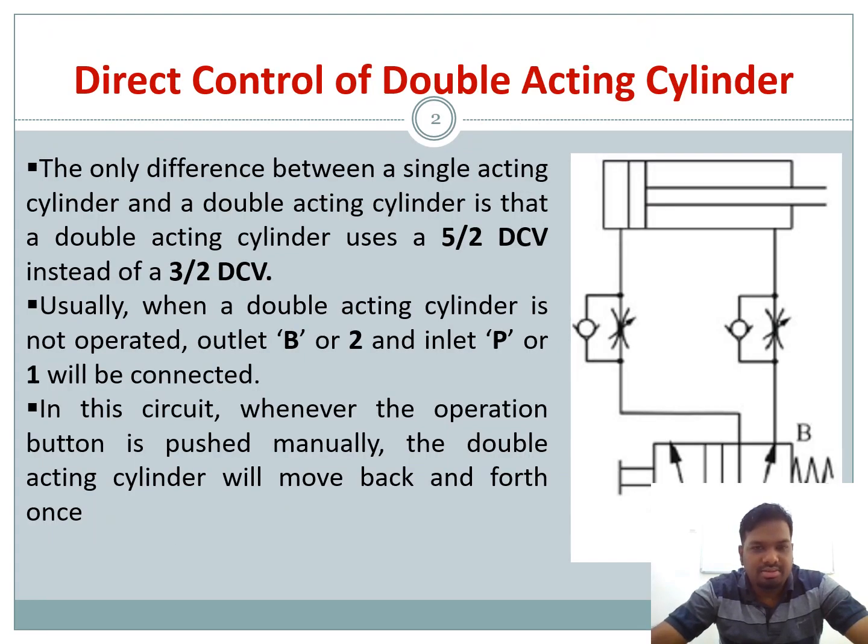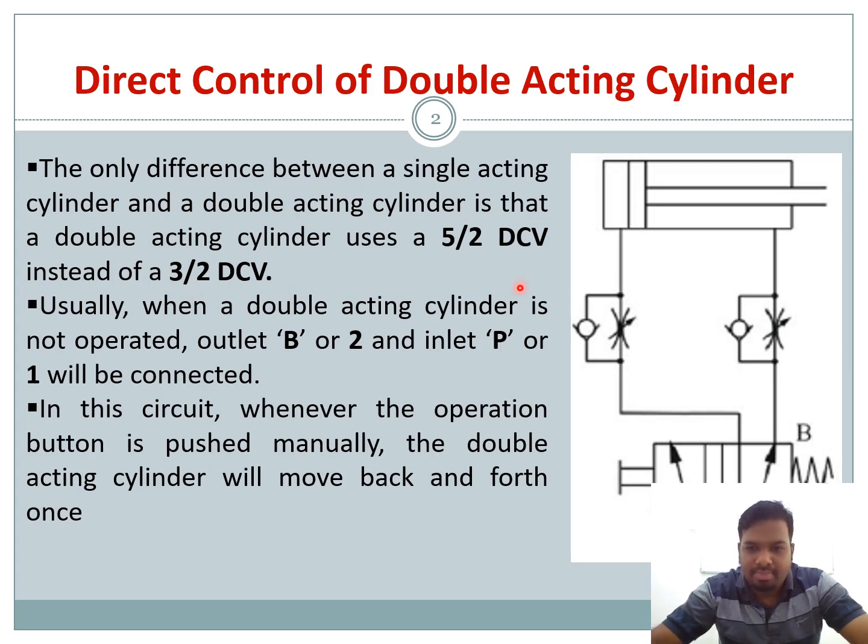We will start our lecture today with the direct control of a double acting cylinder. A double acting cylinder you can control directly using the respective valve. Normally for a double acting cylinder we use a 5/2 directional control valve instead of 3/2. The 3/2 we will use for a single acting cylinder.